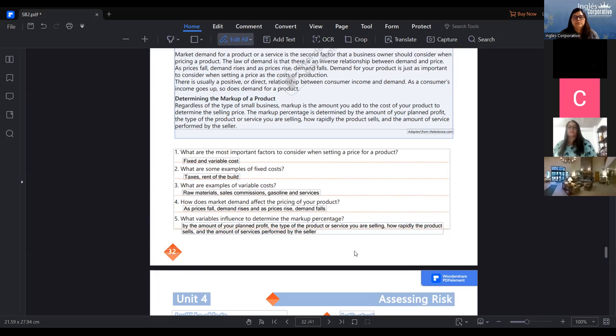So if you agree, we can read and answer each question one by one. I'm going to start with number one. What are the most important factors to consider when setting a price for a product? Fixed and variable cost. What are some examples of fixed cost? Taxes and rent of the building.